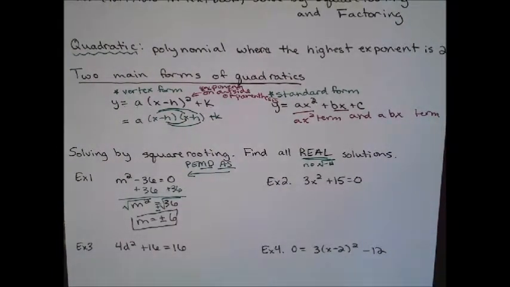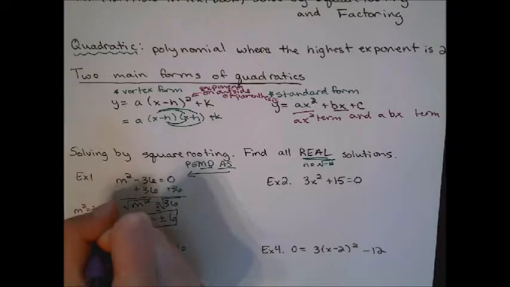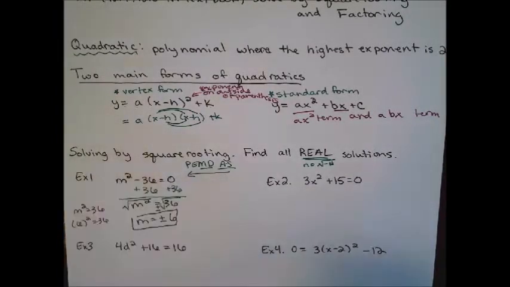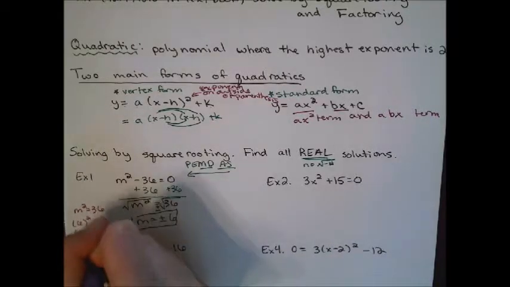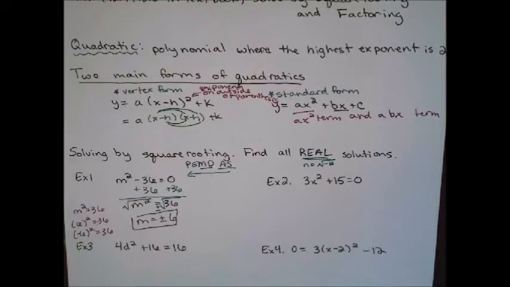So why plus or minus? Well, when I'm looking at m squared equals 36, 6 squared equals 36, and if I do negative 6 squared, that also equals 36. So we have our two answers there. This is also a way you can check to make sure that your answer is correct. I'm going to go ahead and give you a second to try example 2.